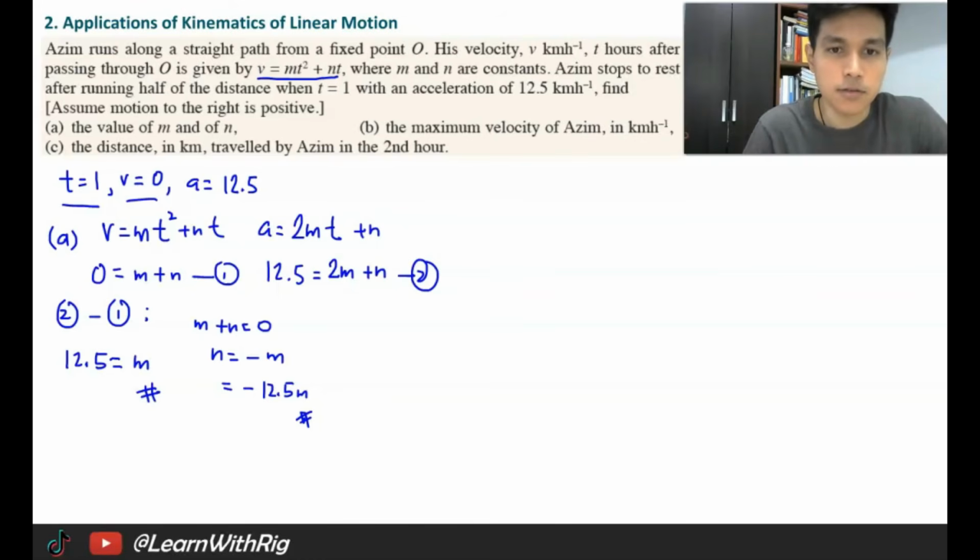I thought that's meter, sorry. So this is just negative 12.5. No m there. Negative 12.5. Alright, so question B. Maximum velocity.